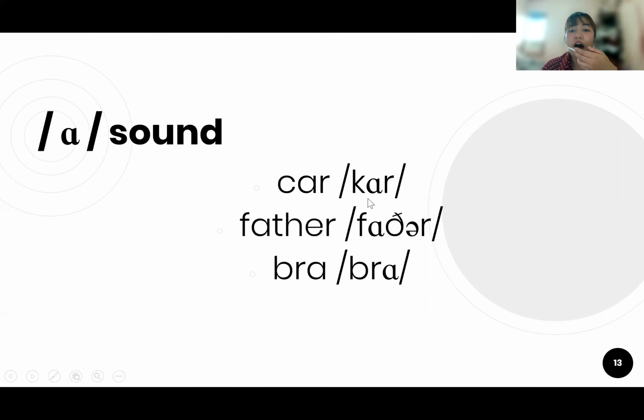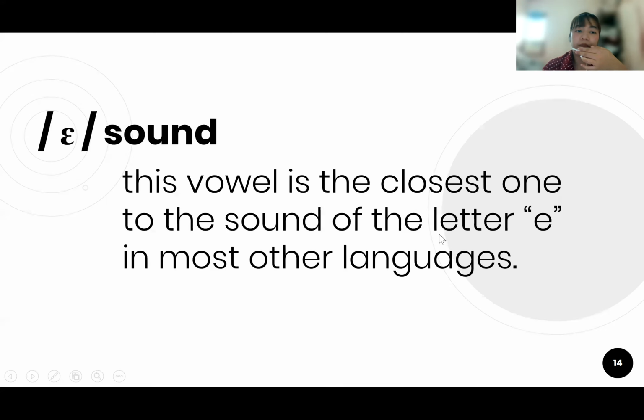So k, a, r, car. Father. So you have your letter F, A, and then letter TH for later. I will show you also later how or what these symbols stand for. But let's focus first here. Kumbaga, so in the word father, your A sound here is or makes use of this sound. A, father. Or for example, the A in the word bra. So A, bra.